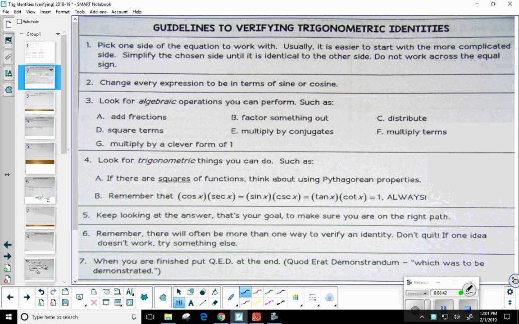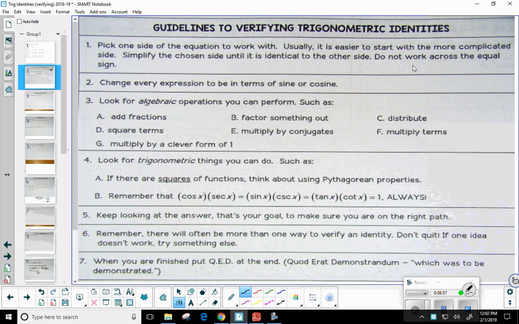Okay, and here's what's really important. Don't work across the equal sign. So like if you have one fraction equal to another, okay, we can't just cross multiply and show that the products are equal. We have to work with just one side.